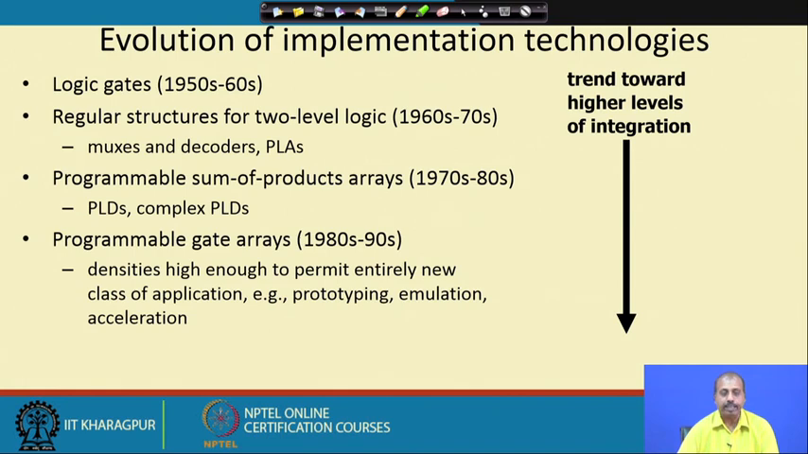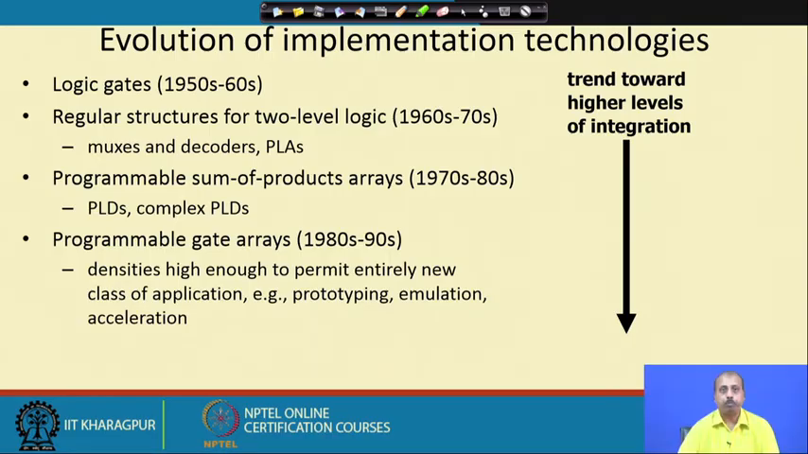Then came the programmable gate array. Programmable gate arrays means you have an array of gates of similar type, and then you can connect them in some fashion to get the overall functionality implemented. In programmable gate array, density is high enough to permit an entirely new class of application, for example, prototyping, emulation, acceleration. So, the entire hardware design you can prototype onto these programmable gate arrays, and you can have a basic idea about whether your design is going to work or not by doing a proper simulation or emulation of the system.